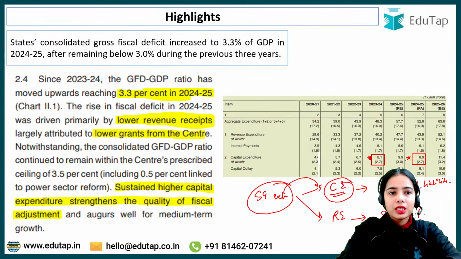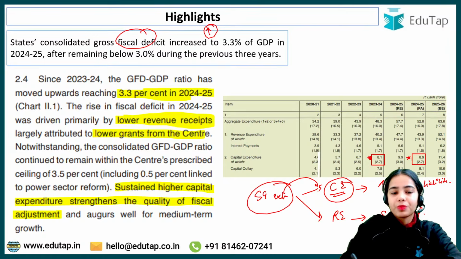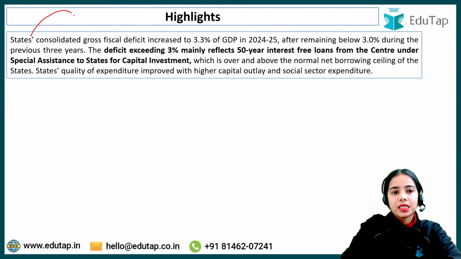Okay, so this is what we have discussed about the states' finances. Gross fiscal deficit has increased, but it is still lower than the ceiling of 3.5%, and the fiscal deficit mainly increased because of lower grants from the center, and there is sustained higher capital expenditure that the state governments are doing. So that is good for the country. Now, the states' consolidated gross fiscal deficit increased to 3.3%.